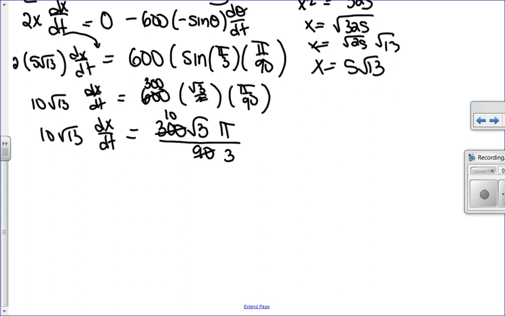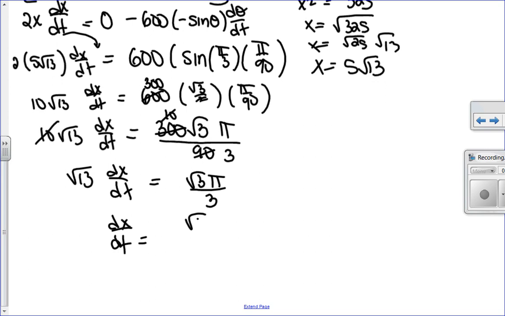Okay. I also notice, lots of simplifying here, that I have a 10 on both sides of the equation. So divide both sides by 10. So what I have right now is root 13 dx by dt equals root 3 pi all over 3. So I'm going to divide both sides by root 13. Root 3 pi over root 13, 3 times 3.